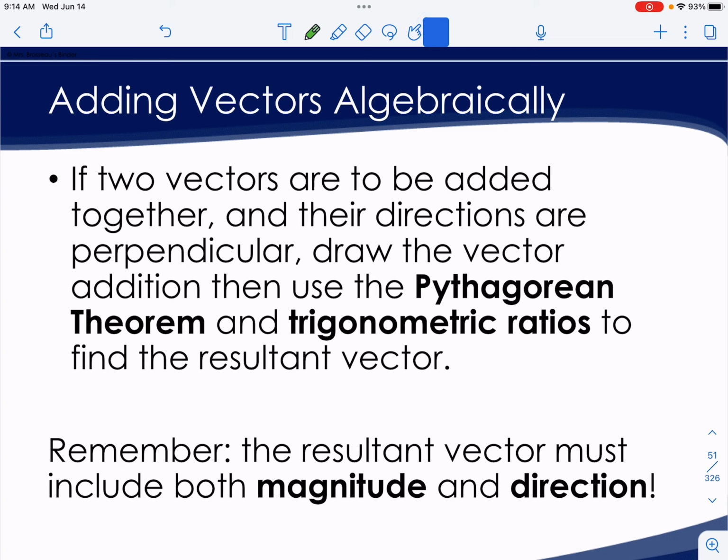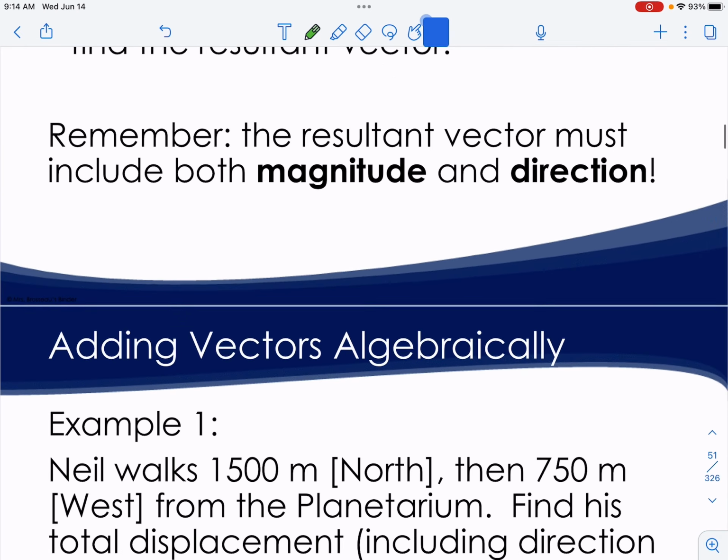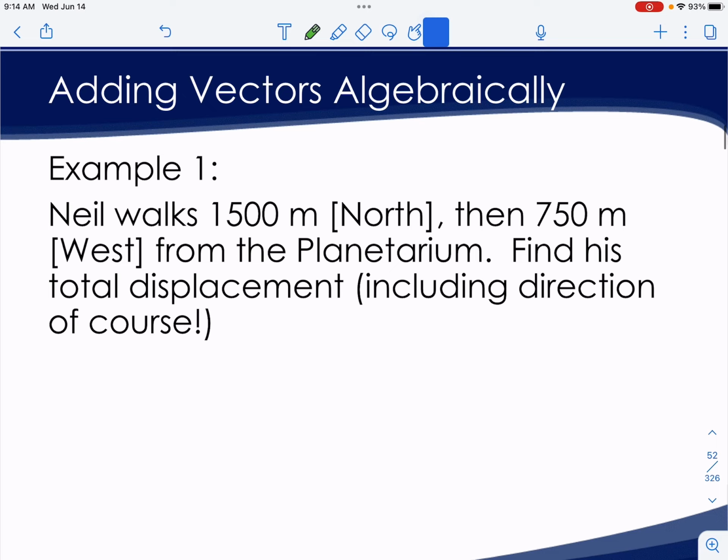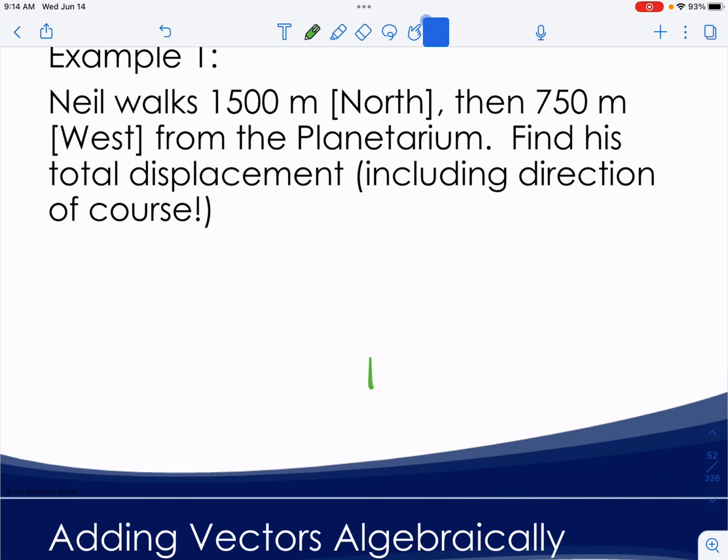If 2 vectors are to be added together and the directions are perpendicular, you draw the vector addition, then use the Pythagorean theorem and trigonometric ratios to find the resultant vector. Remember that the resultant vector must include both magnitude and direction. For example, Neil walks 1,500 meters north. I'm just going to draw a little diagram as we go. Neil walks 1,500 meters north, then 750 meters west.